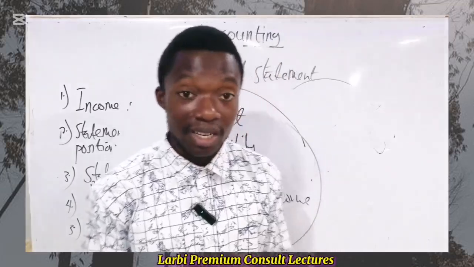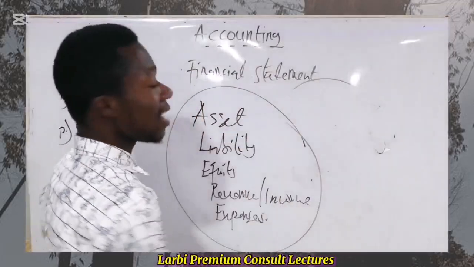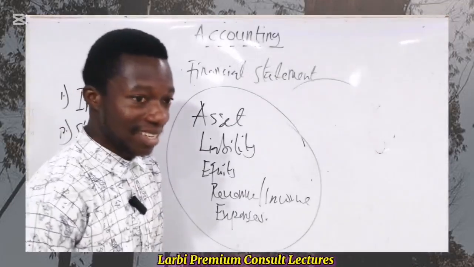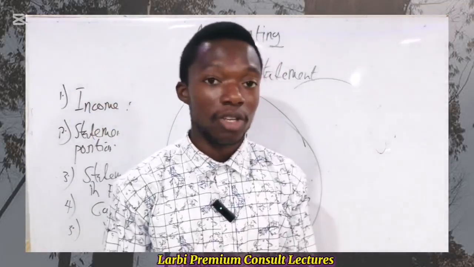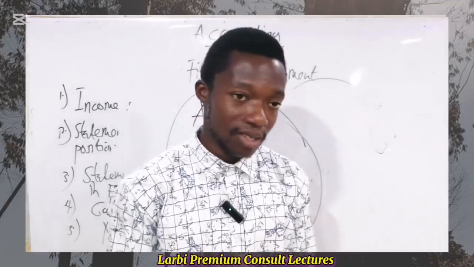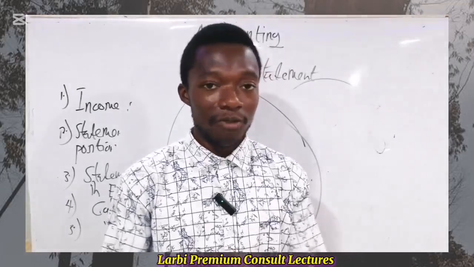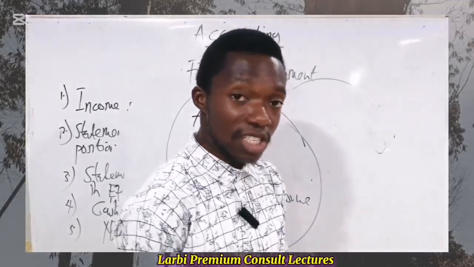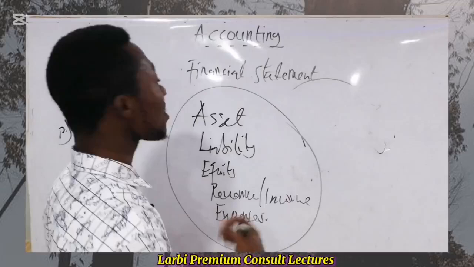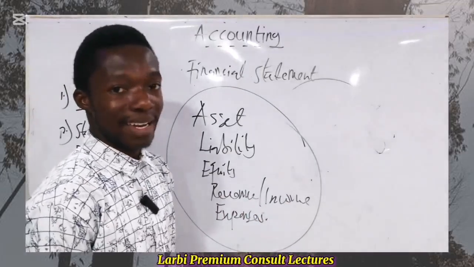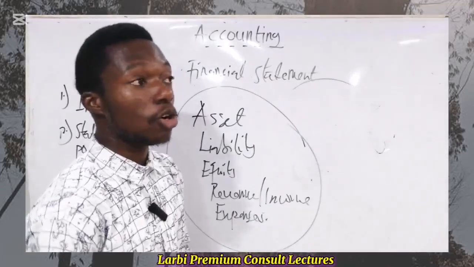So when we say assets, per layman understanding, assets are something that you own, that you use in running your business or your personal activity. That's a layman understanding. But in accounting, in a professional definition, we say that assets are resources controlled by an entity. Assets are supposed to be controlled by an entity.